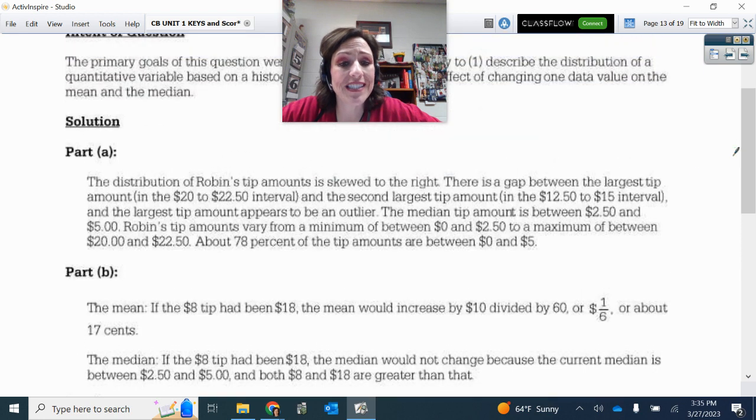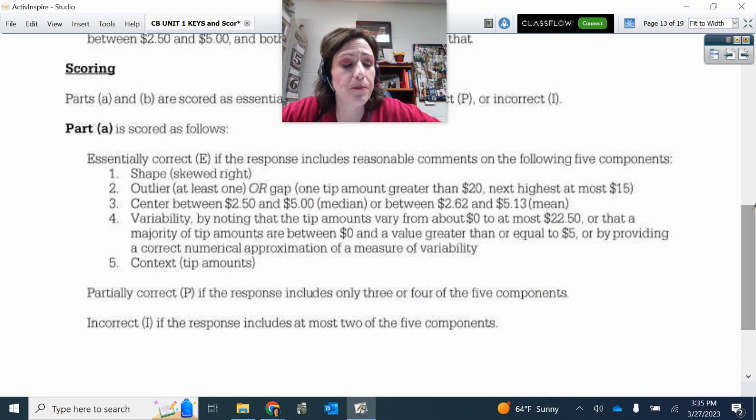So you can read here if you wanted to how they put what their ideal example was, but here's how they scored it. You get essentially correct if you had these things. You had to identify that the shape was skewed right. You didn't have to say unimodal, but you had to say skewed right. You had to say that there was at least one outlier or that there was a gap with one tip greater than 20 and the next highest at 15. Okay, so we would have done that.